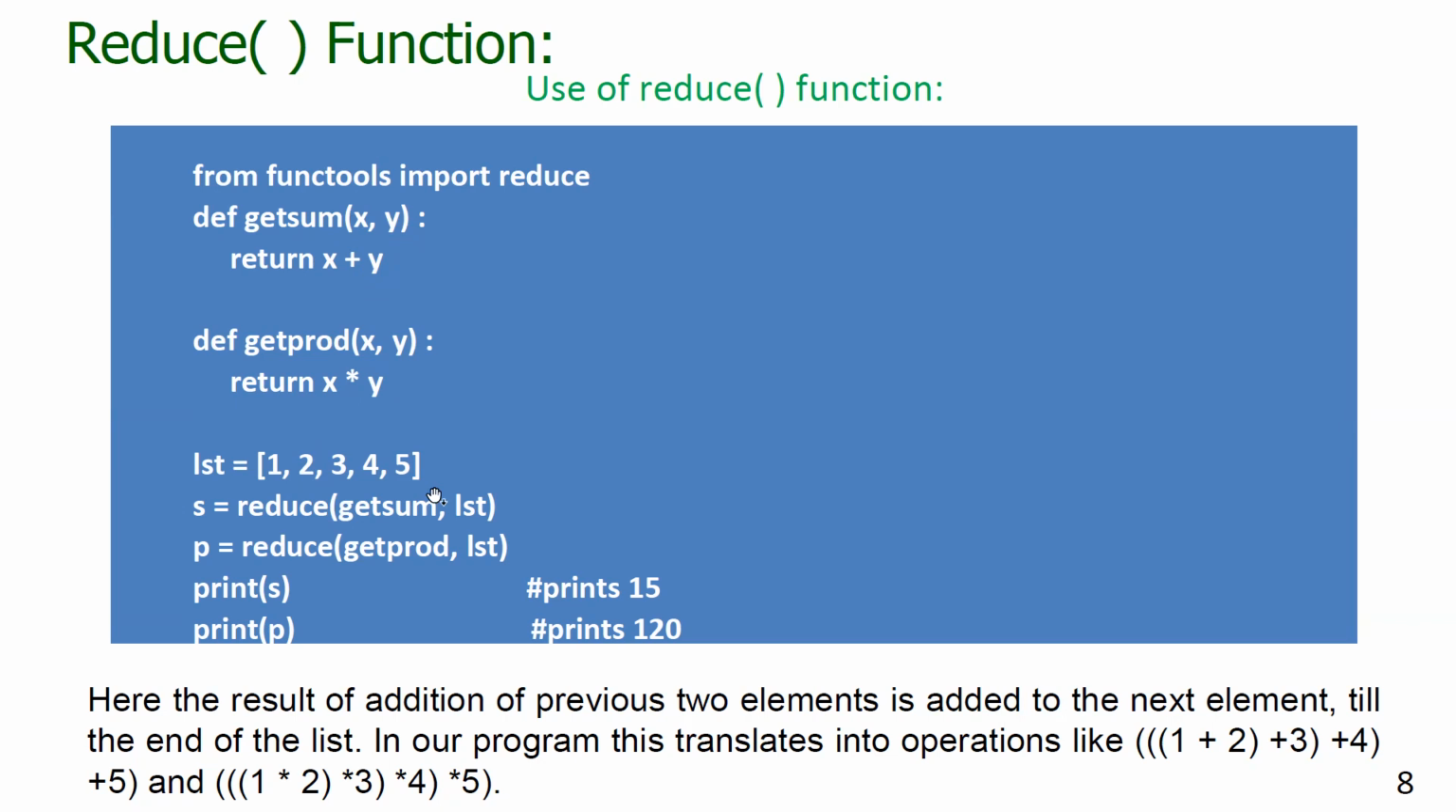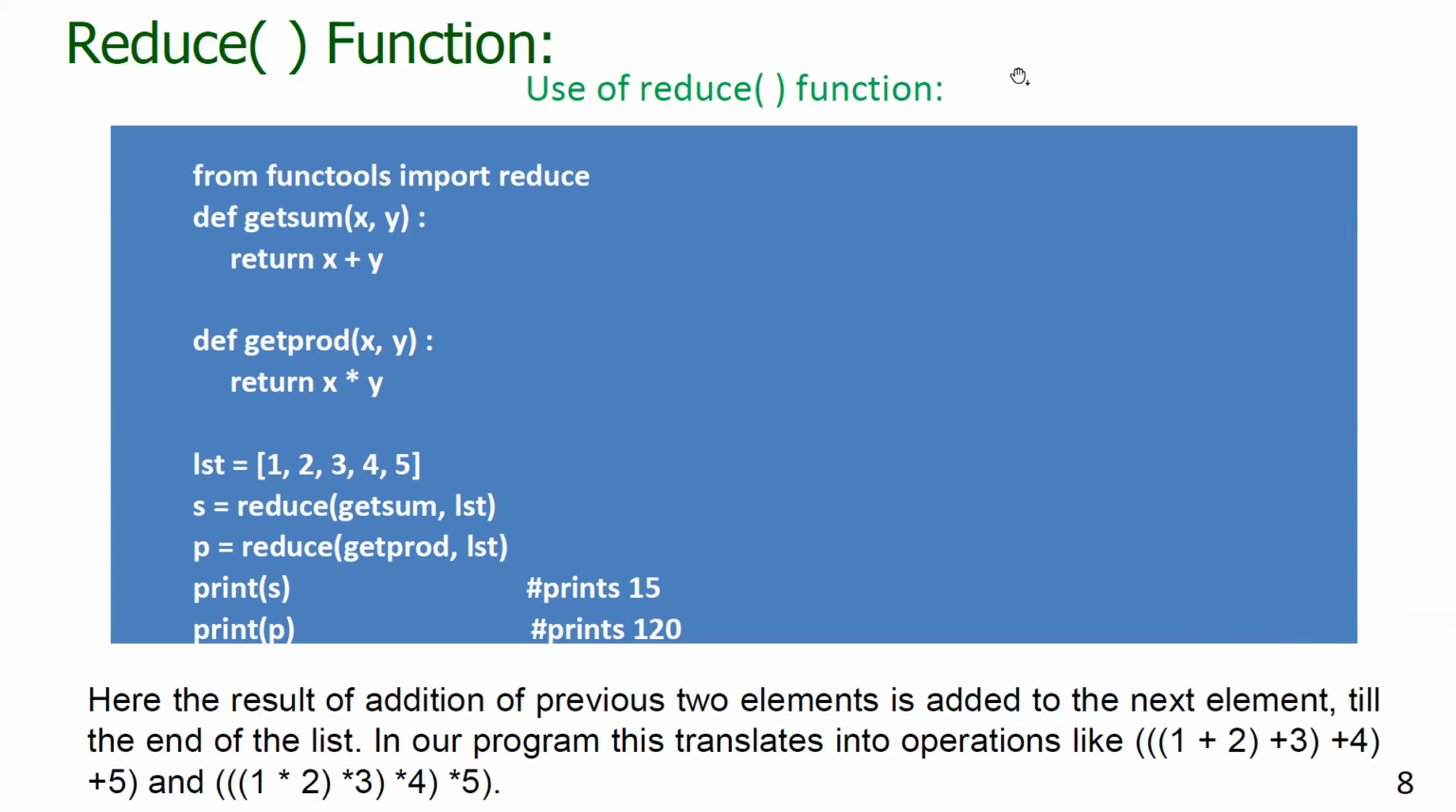So the entire list is converted into a single value, that is 15, when you use get_sum. In the same way, when we use get_product, it will also reduce to one value and it will print 120. So here the result of addition of the previous two elements is added to the next element till the end of the list. In our program, this translates into operations like: first it will add 1 plus 2, then 1 plus 2 will be added to 3, then 1 plus 2 plus 3 will be added to 4, and 1 plus 2 plus 3 plus 4 will be added to 5, and the product works in the same manner.